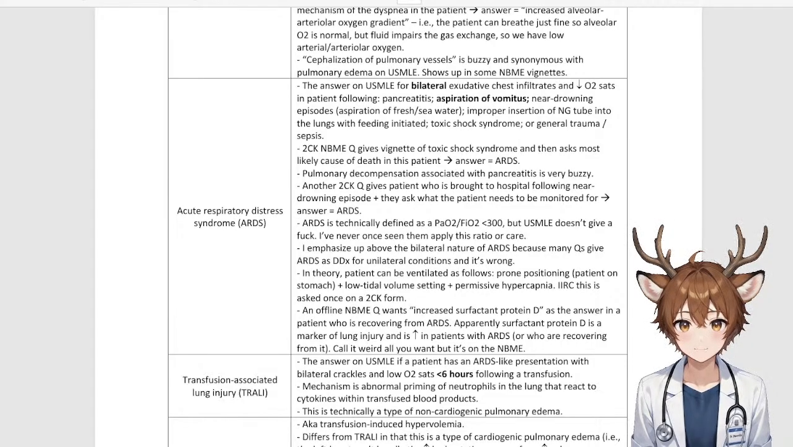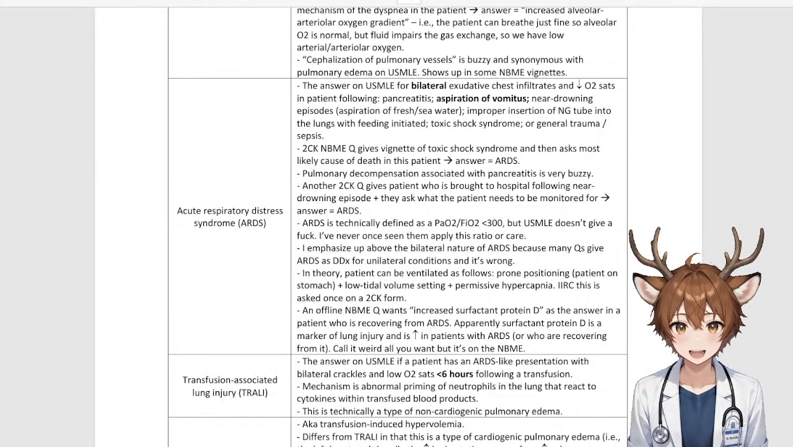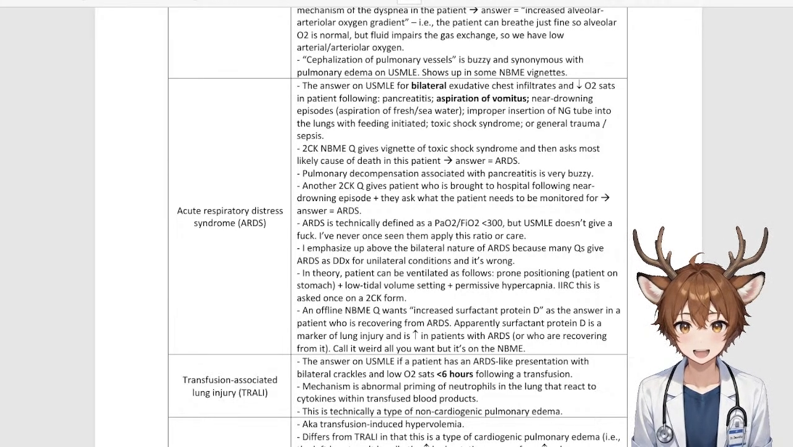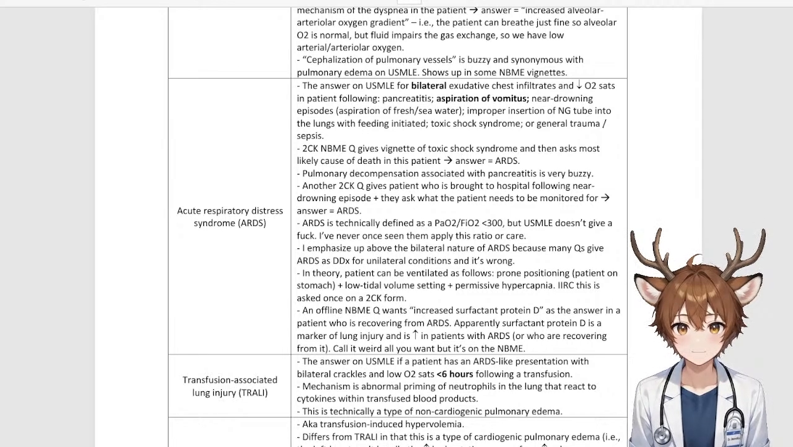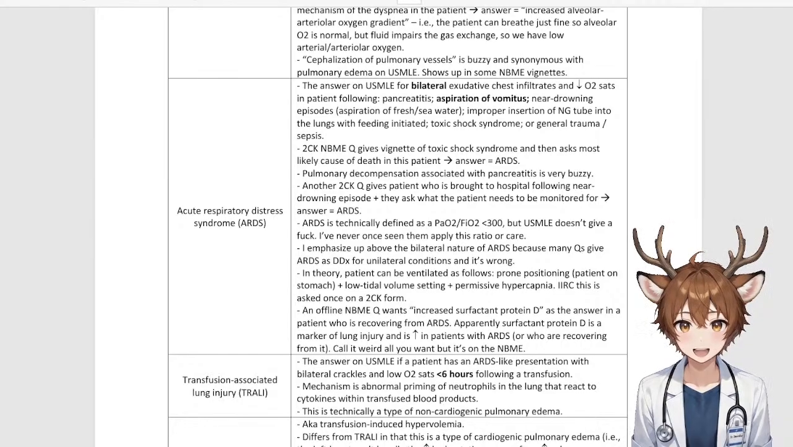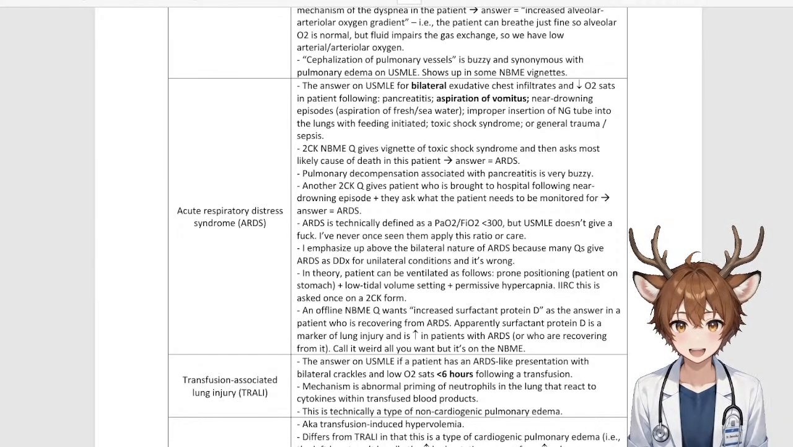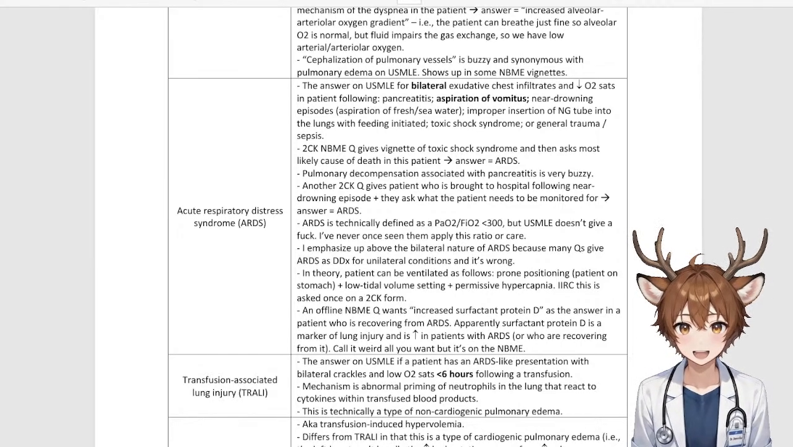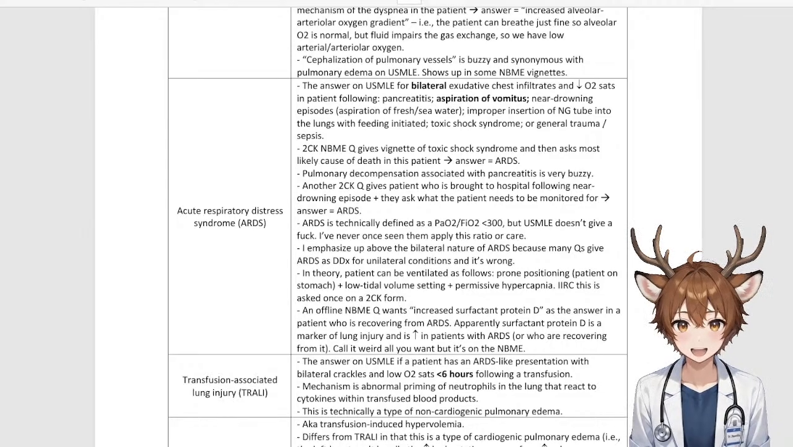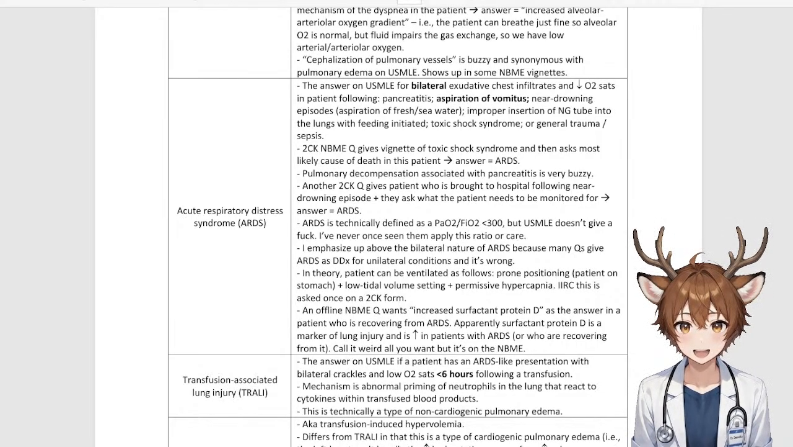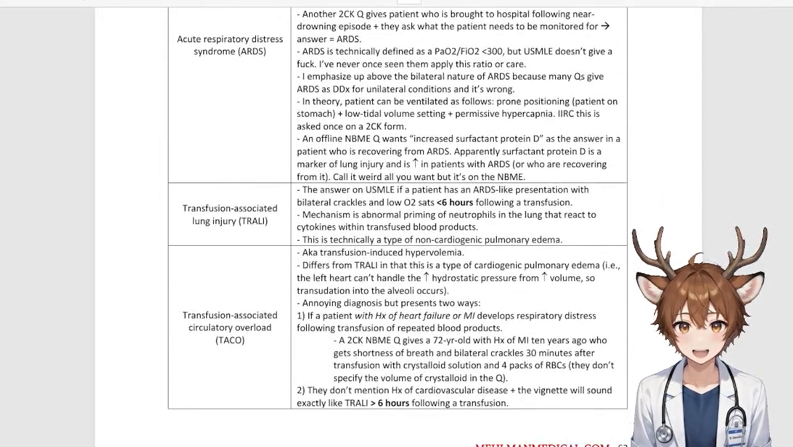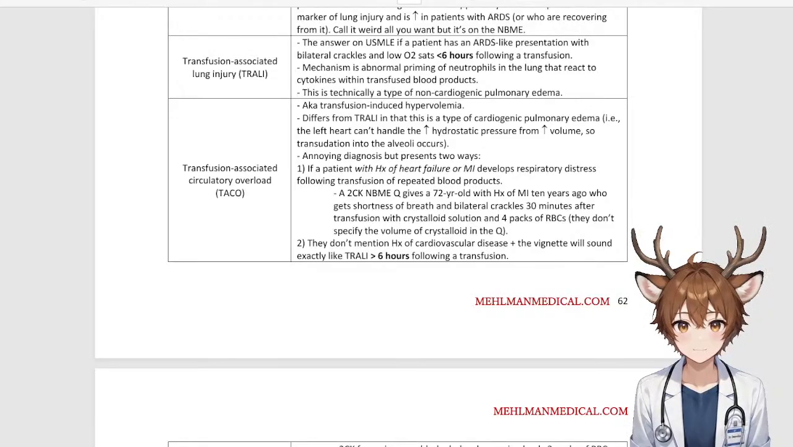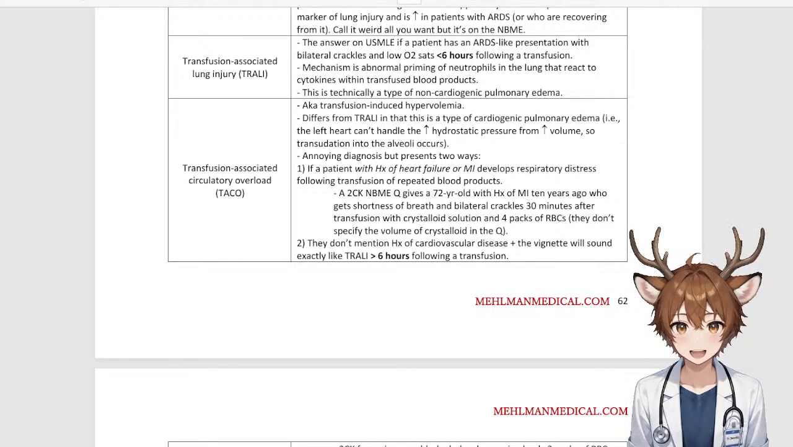Transfusion-associated lung injury, or TRALI. The answer on the USMLE, if a patient has an ARDS-like presentation with bilateral crackles and low O2 saturation less than 6 hours following a transfusion, is that the mechanism is abnormal priming of the neutrophils in the lung that react to cytokines within transfused blood products. This is technically a type of non-cardiogenic pulmonary edema. Again, that's called TRALI, or transfusion-associated lung injury. So just be aware of the history of the patient when it comes to something like a transfusion.